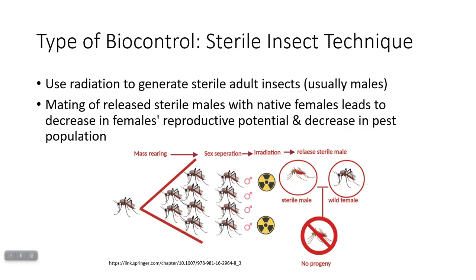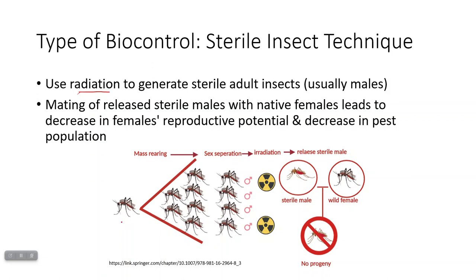So this is kind of my favorite type of biocontrol that does not involve using a predator. Instead, it's almost a form of insect birth control. So what you do is you irradiate some insects or whatever you're trying to control. And you do that to adult insects, usually the males. Then you release a bunch of them into the environment.